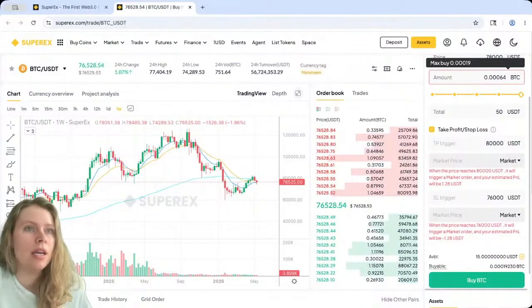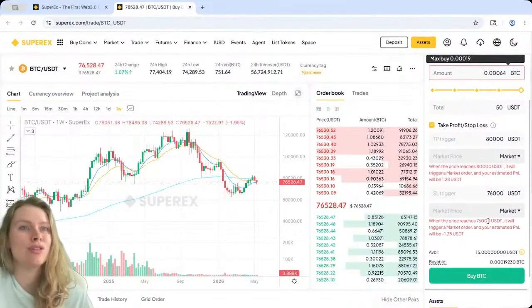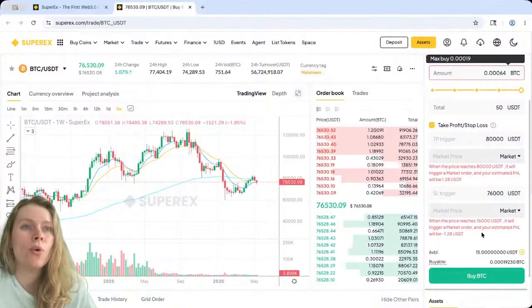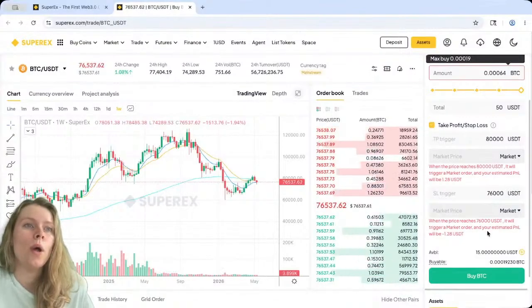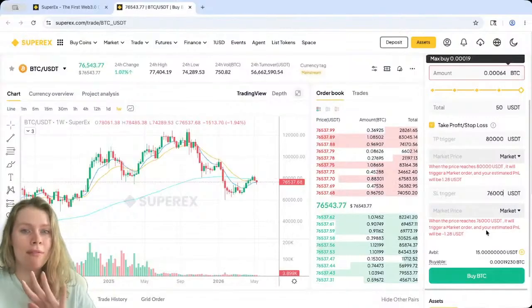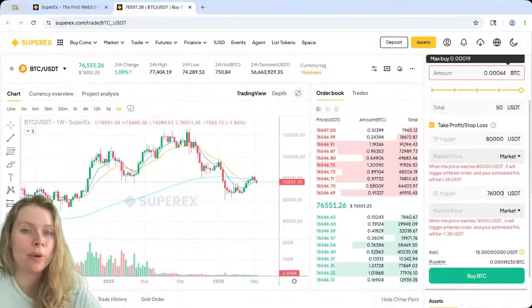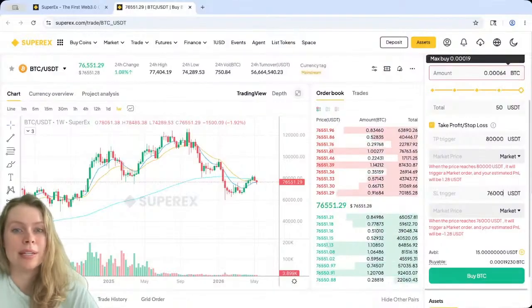All right. So this is the message that SuperEx shows you. When the price reaches 76,000 USDT, it will trigger a market order and your estimated P&L will be negative 1.28 USDT. We love that. Trust the system, okay? They really are trying to help you, and the system will do exactly what it says.